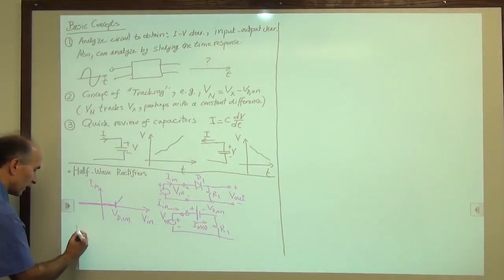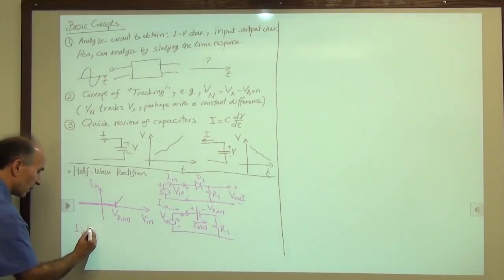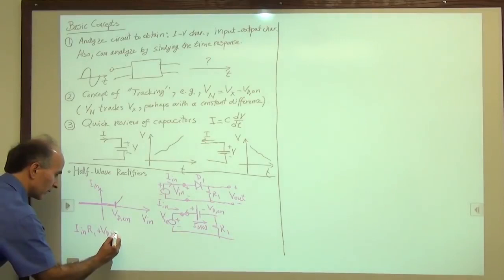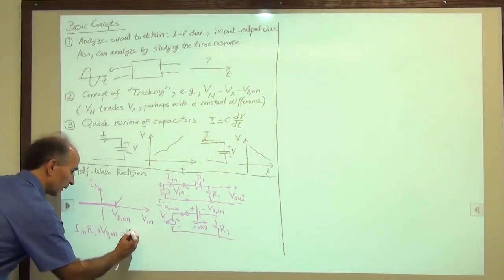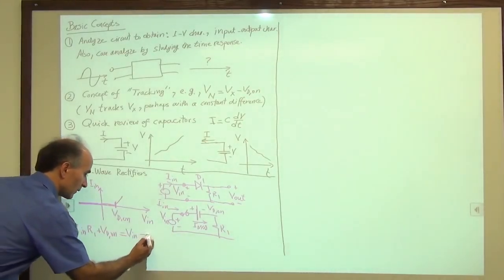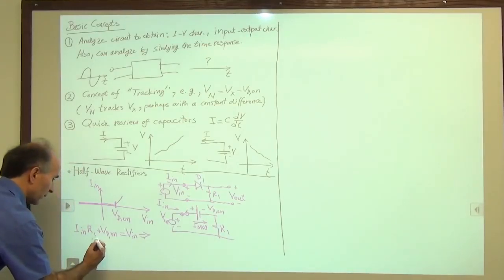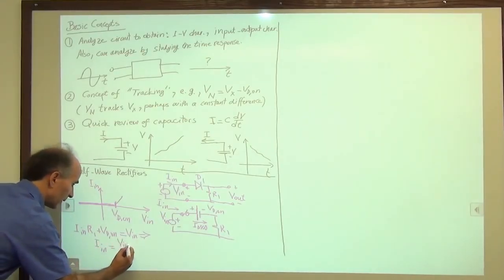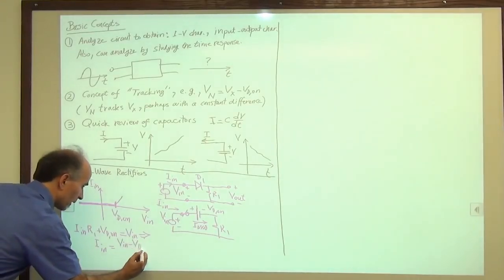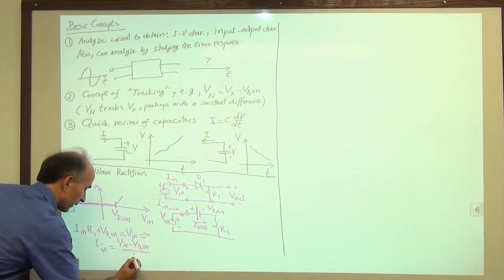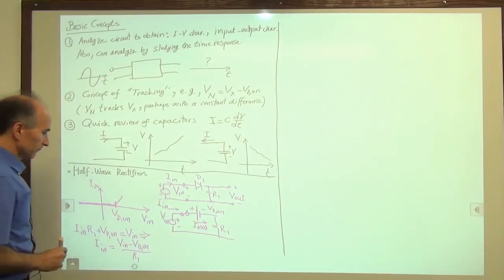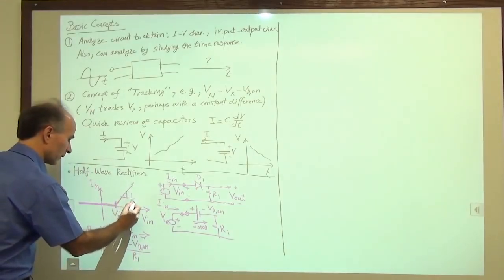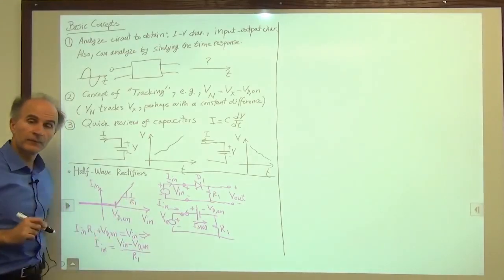So we'll write I in R1 plus VD on is equal to V in. So I in, which is what we're looking for, is equal to V in minus VD on divided by R1. And that's just a straight line with a slope of 1 over R1 right here.